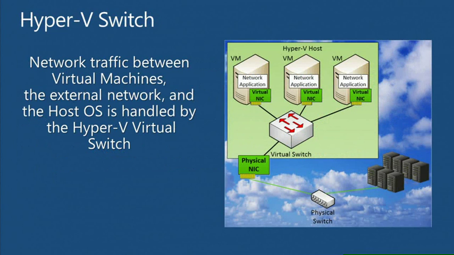So, level set. The virtual switch is this box with the arrows here in the middle of the diagram. And what it's really showing you is that all of the virtual machines that reside on that host have a virtual NIC. I often refer to it as a VM NIC, virtual machine NIC. And all of their networking is going through that virtual switch. And then the virtual switch itself has connected to it either a team or a single NIC that's connected to your external connection.